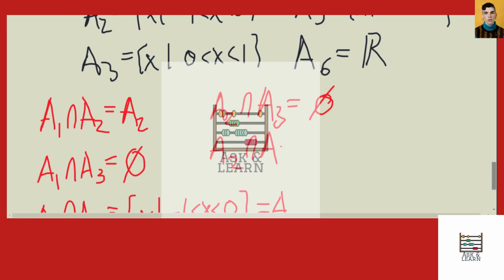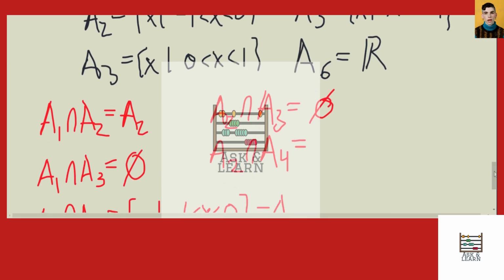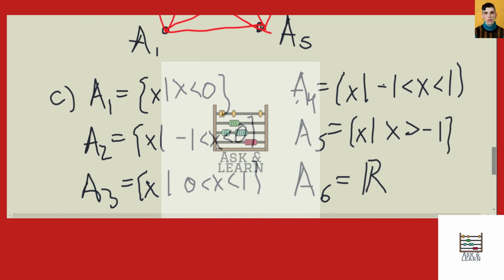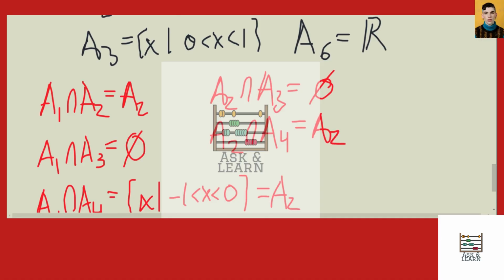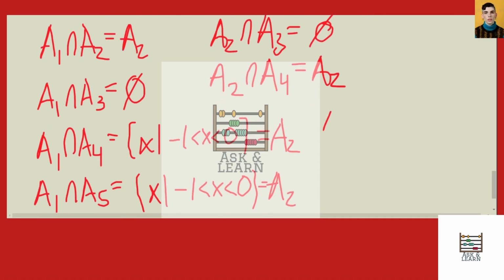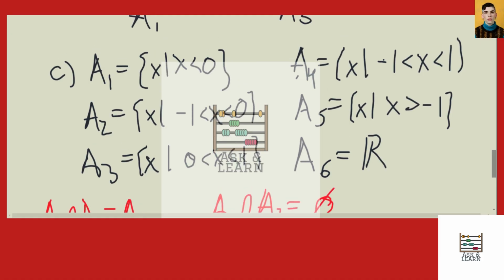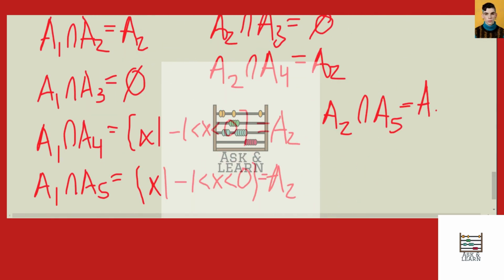A2 intersect A4. We have that x would have to lie between -1 and 0 and between -1 and 1, which means x just lies between -1 and 0. So this is the same as A2. A2 intersect A5. We have that x must lie between -1 and 0 and must be greater than -1. This is the same as just A2. X is between -1 and 0. And A2 intersect A6. Since A6 is the real numbers, this is just A2 again.